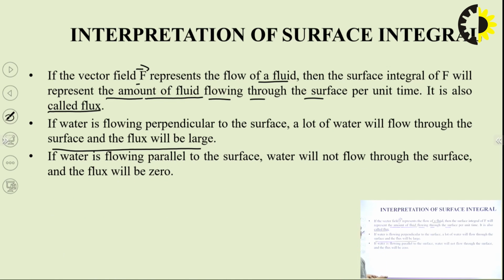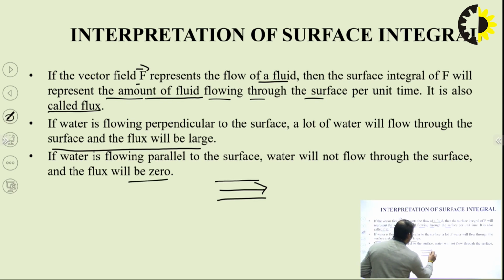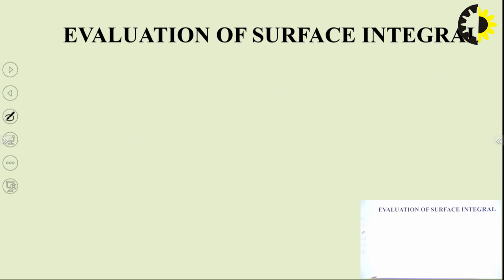If water is flowing parallel to the surface, let's suppose this is the surface and water is flowing parallel to it, then what happens? Water will not flow through the surface and the flux is zero. Definitely, if water is going in the direction parallel to the x-axis and the surface, then the flux is zero. So when the water is flowing perpendicular to the surface, there is a chance to have a large amount of flux.